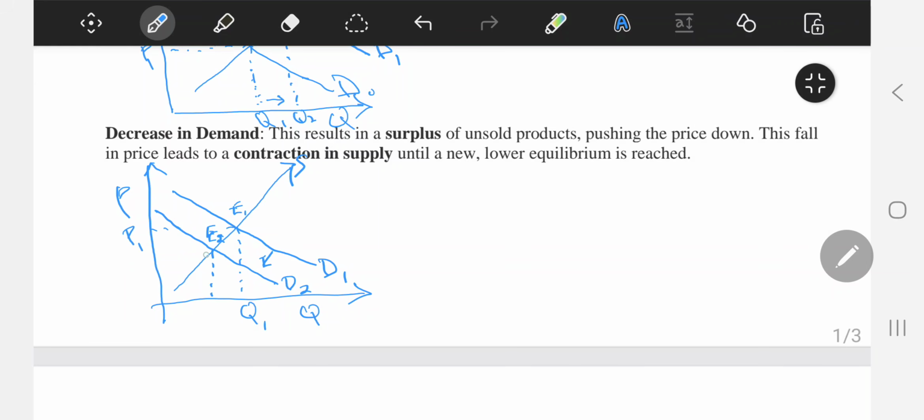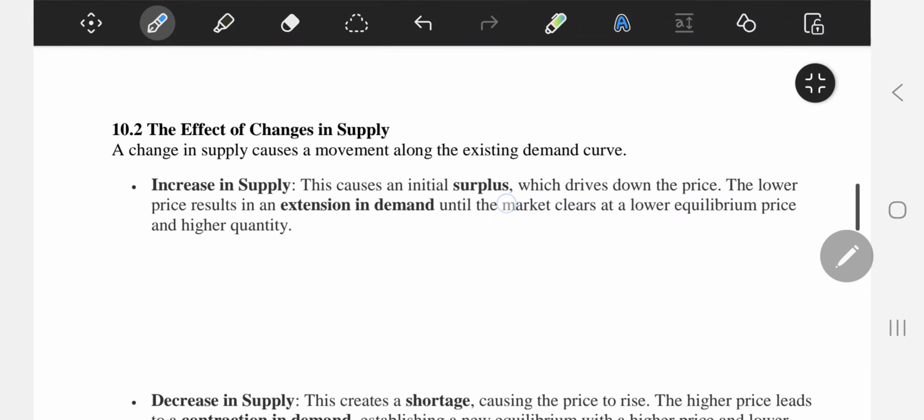And the quantity is going to decrease and the price is going to decrease. So price is going to decrease to P2, quantity is going to decrease to Q2, and you're going to have this kind of direction. So quantity is going down, price is going down because of a decrease in demand, and we have a new equilibrium right there. All right, let's see what happens when there's a change in supply.